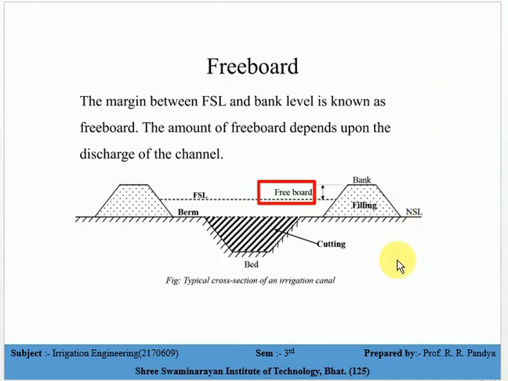Okay, so the height of this freeboard depends on the volume of water discharged from the canal. So if the amount of discharged water is higher, then the value of this freeboard is considered as lesser as compared to the discharge amount of water. That is simple, okay.